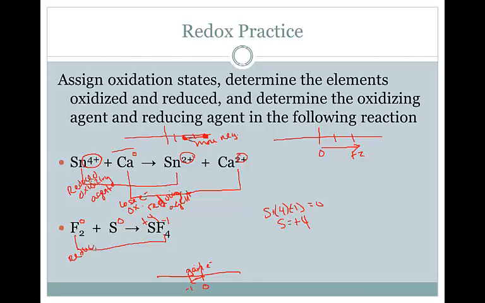Sulfur is going from a 0 to a plus 4. 0, 1, 2, 3, 4. It's becoming more positive, which means it's losing electrons. Lose electrons, oxidized, which means this is the reducing agent.